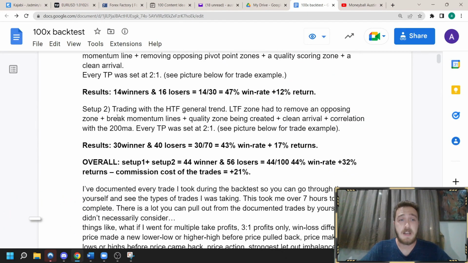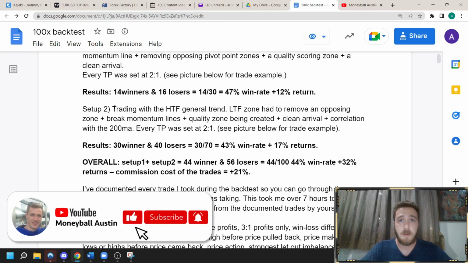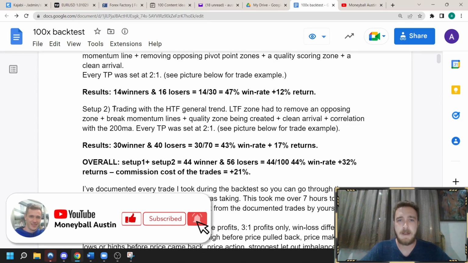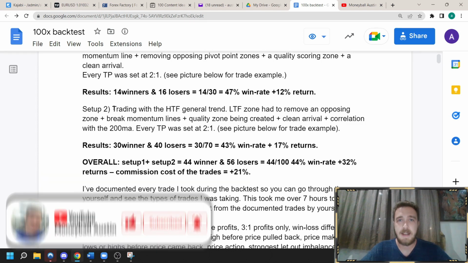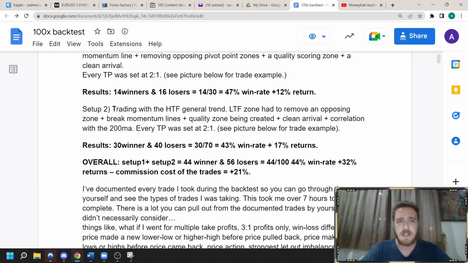The second trade setup that I was testing out is this idea in the group. We've been kind of experimenting to see, hey, what's our trading percentage if we are trading with the lower time frame trend?